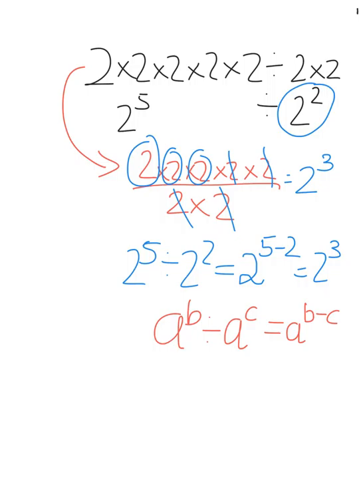Now I'll show you the third index law. So let's say instead of doing 2 to the power of 5 times 2 to the power of 2, let's say I do 2 to the power of 5 raised to the power of 2. So I can write it like this. I take 2 to the power of 5, whatever that is, and I raise it to the power of 2.